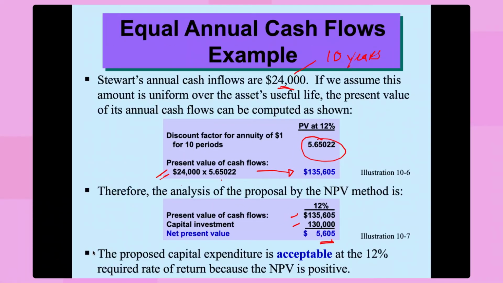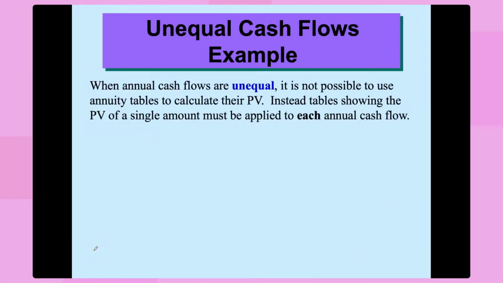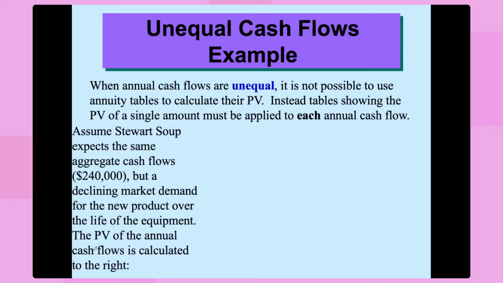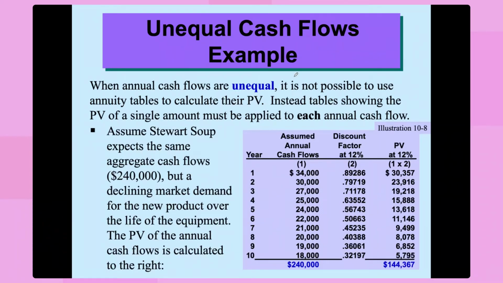Okay. Next, how about in terms of unequal? What if you have an unequal payment instead of equal payment of 24,000? A while ago, what we did is 24,000 yearly, the same, until 10 years. But now, what if it is unequal? Instead of 24,000, 34, 30, 27, 25. Okay, take note of this one.